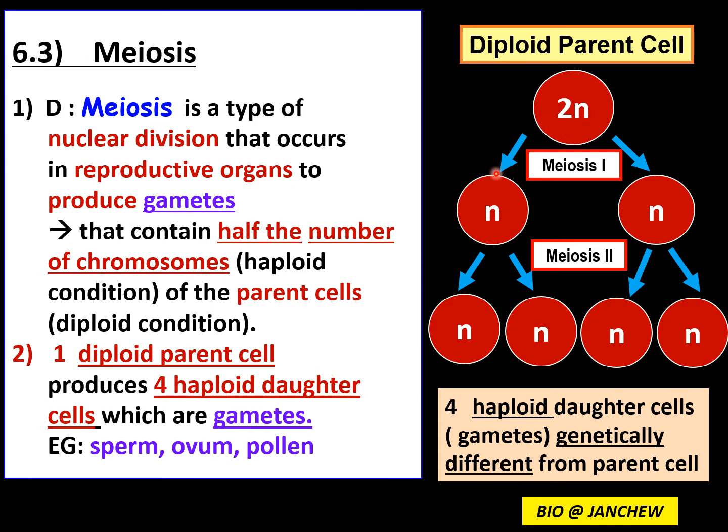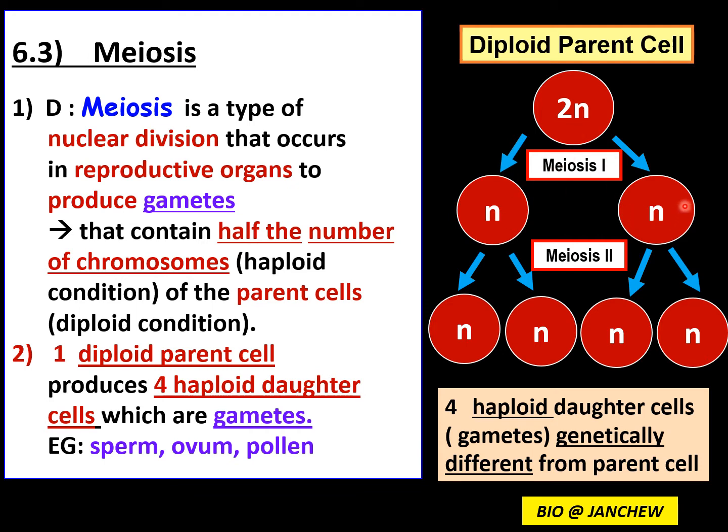Then in meiosis 1, the homologous chromosomes will separate and then the cell becomes haploid. N stands for haploid. That means having only one set of chromosomes, compared to the diploid parent cell, which has 2 sets of chromosomes in it. Then after meiosis 1, the nuclear division, there is cytokinesis or cytoplasmic division. That's how the cell splits into 2.